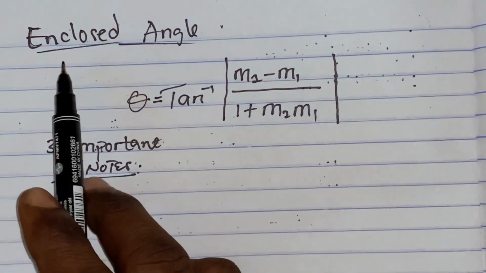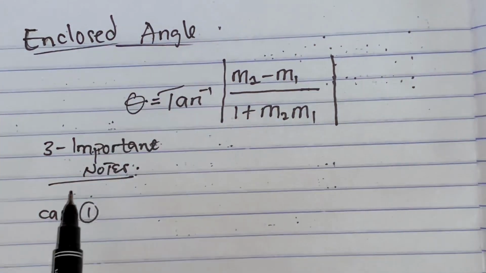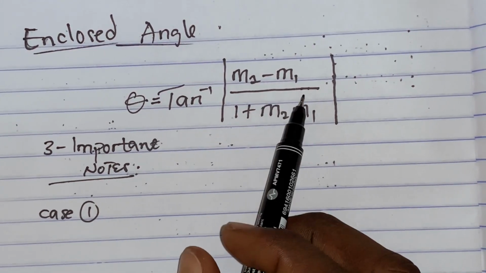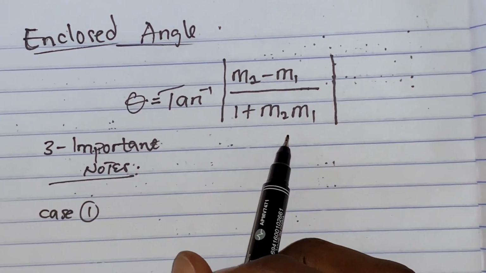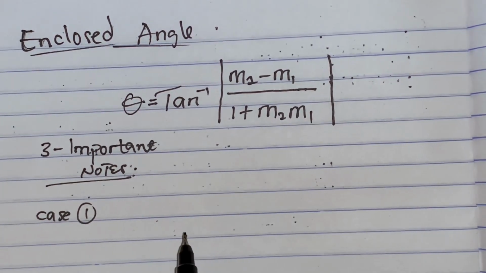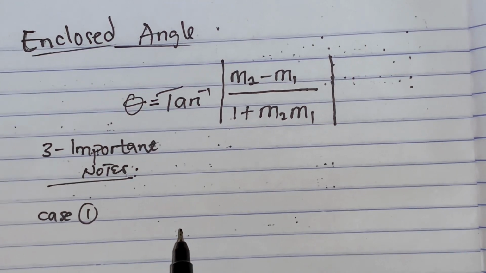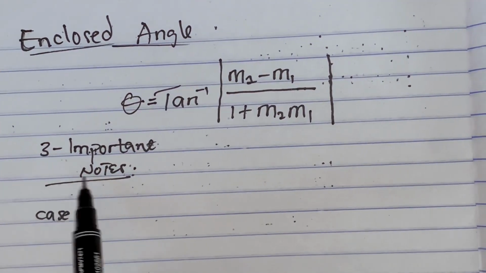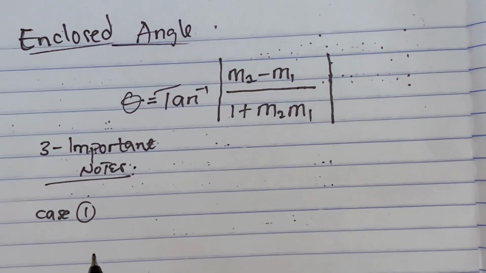How to solve problems under enclosed angle using theta equals tan inverse of m2 minus m1 divided by 1 plus m2 multiplied by m1. And m is nothing but the gradient of any point or line given to you. Before we go in, let's learn three important notes here.